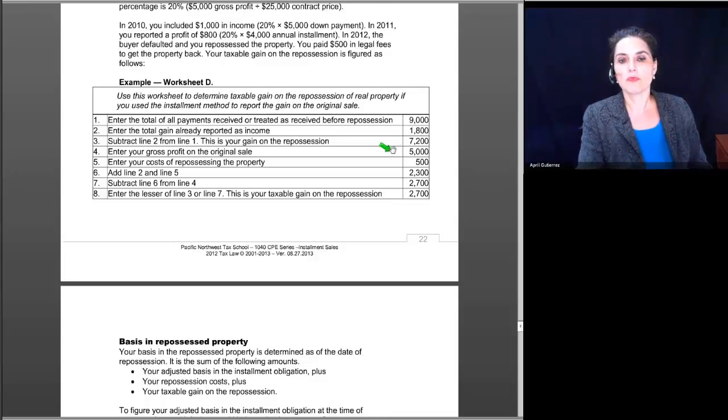Your gross profit on the original sale, however, was only $5,000, less than the gain on the repossession. And then you also have the cost of repossessing the property. What IRS wants you to do is to take line 2, $1,800, and add that to line 5, $500. And when you do that, you get $2,300. It then says subtract line 6 from line 4, which is the 5,000. So you're going to take 2,300 from the 5,000. When you do that, you get 2,700, and IRS says that 2,700 is therefore your taxable gain.